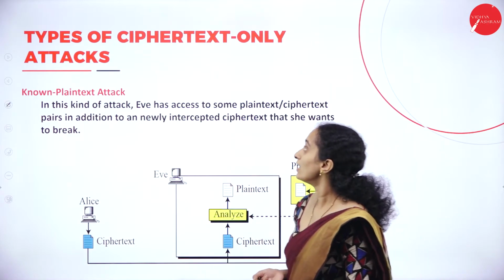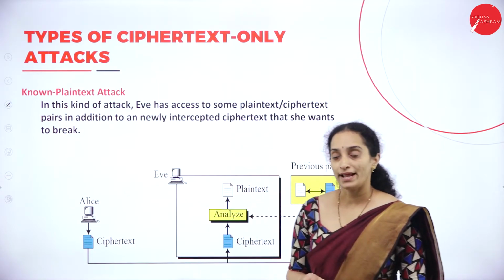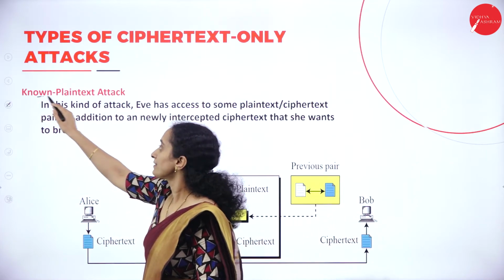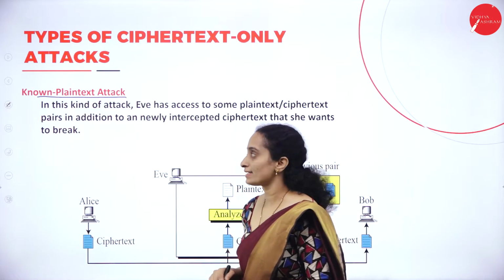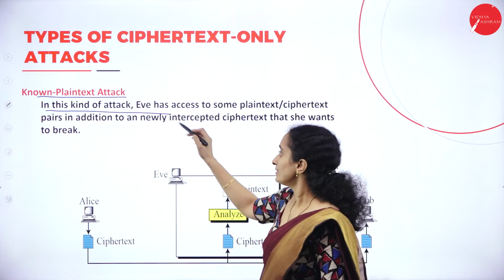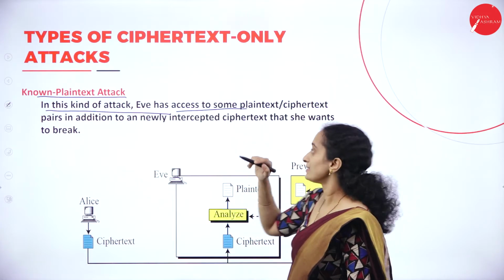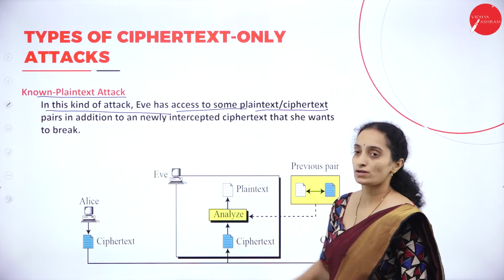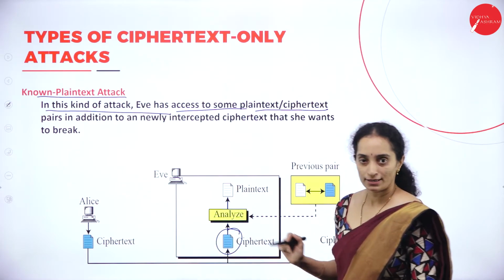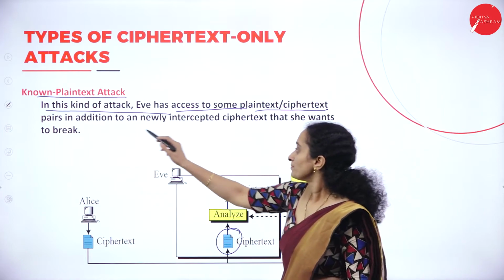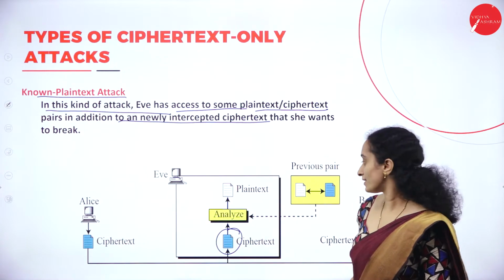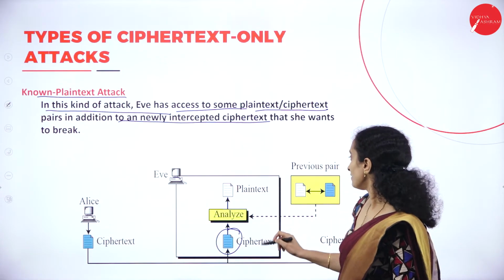Next is the known plain text attack. After the ciphertext only attack, next comes the known plain text attack. What type of attack is this? In this kind, the adversary has access to some plain text and ciphertext pairs, in addition to a newly intercepted ciphertext. He will get the ciphertext through the network path. She'll get another pair.